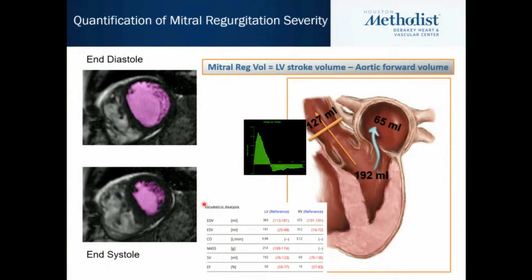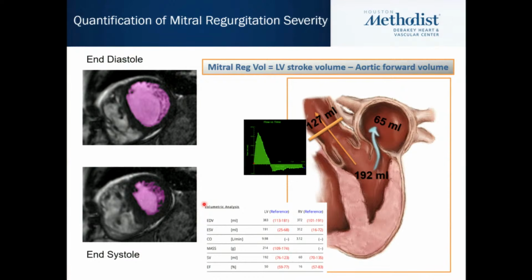Moving on to the quantification of the mitral regurgitation severity, the mitral regurgitation volume is the difference between your LV stroke volume and your aortic forward flow. Your LV only has two places where the volume is going to, in the absence of any net intracardiac shunt. So either the LV volume goes via your aortic valve or through your mitral valve.